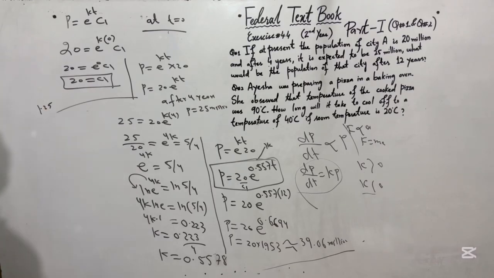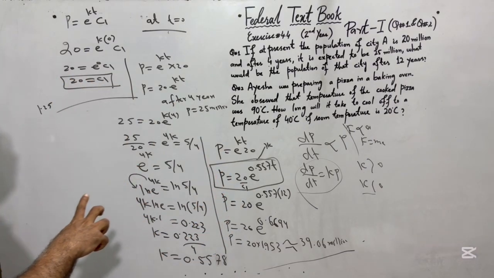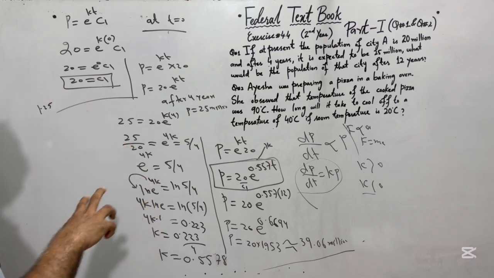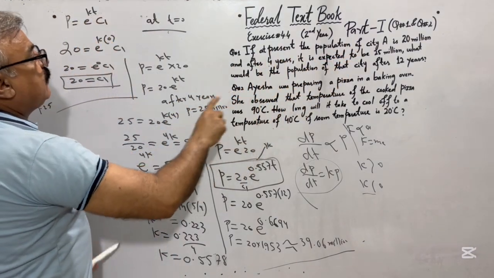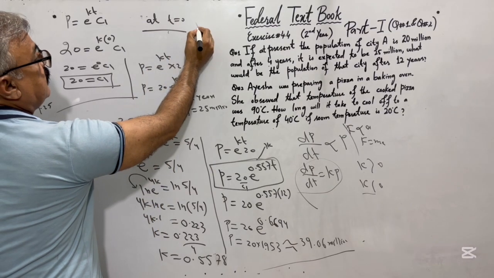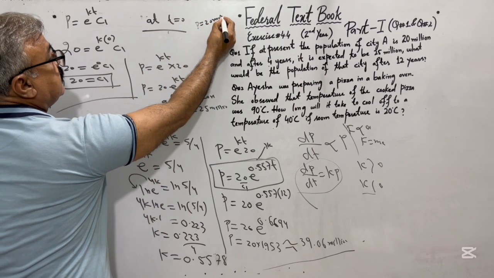Initially we are given a population of 20. After 4 years there's an increase of 5 million. Then we are asked to find the population after 12 years. We have two conditions. Look at this: 20 million initially, at t equal to 0, the population is 20 million.